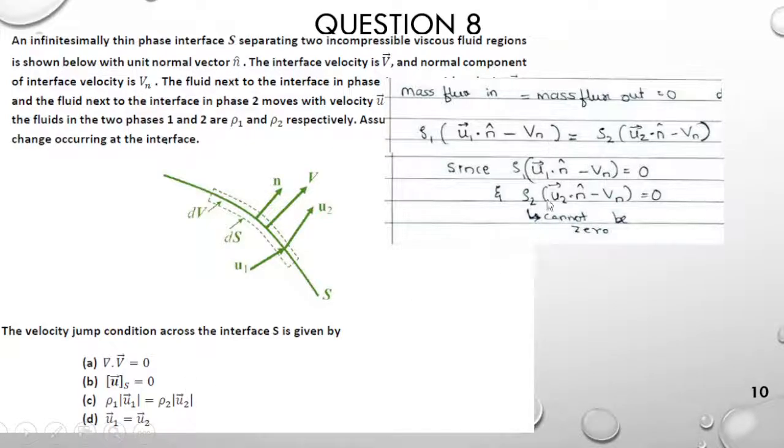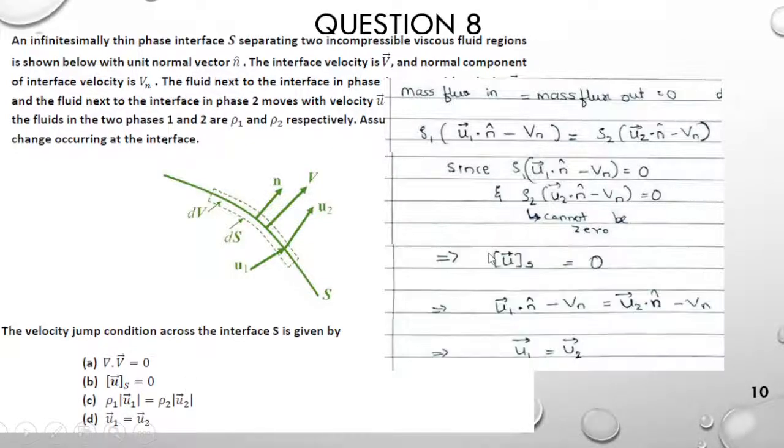Along with that, you can further simplify this. First of all, B is the correct option, and then the velocity of the fluid minus the velocity of the interface for phase 1 should be equal to that for phase 2. If you do that, vn will get cancelled out, and since n cap is the same at the interface, you will finally land up with the u1 vector equal to the u2 vector. So option D is also correct.